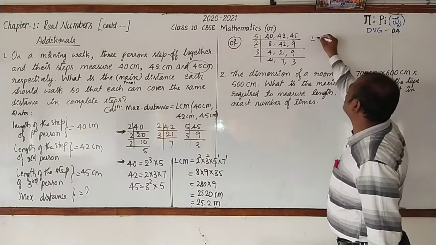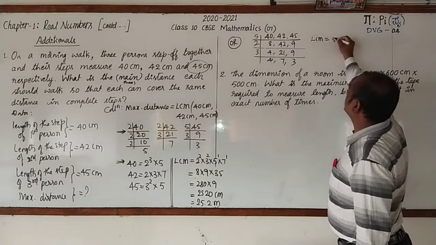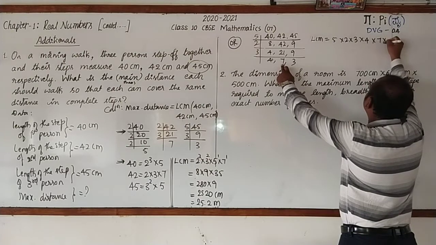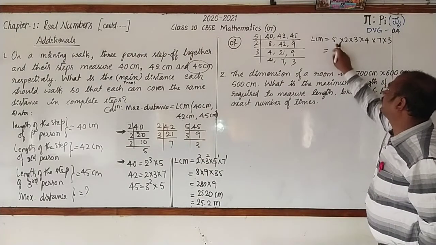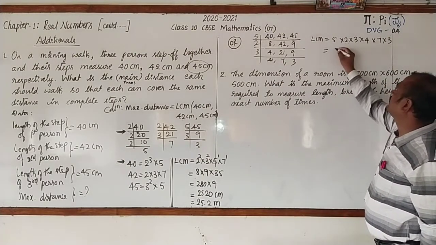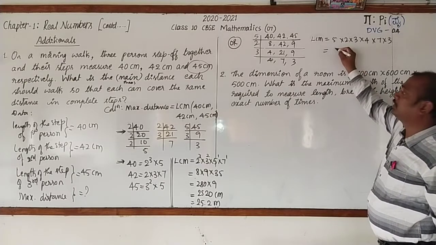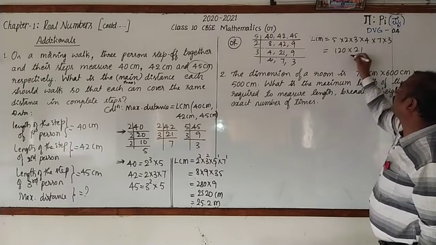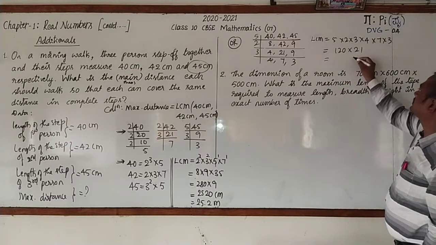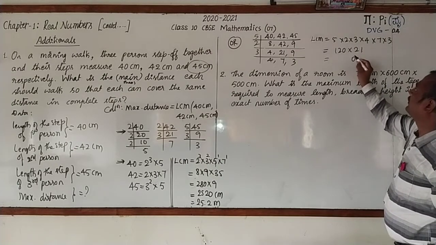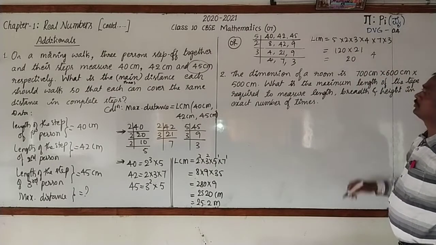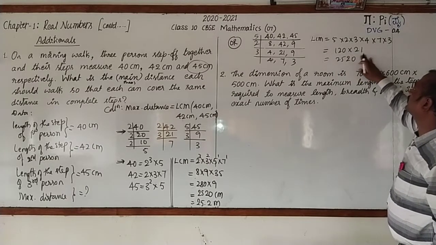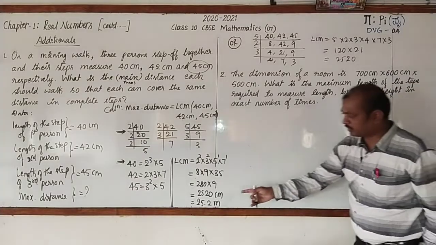Now see that LCM is equal to 5 into 2 into 3 into 4 into 7 into 3. Just go for multiplying. 5 2s are 10. 10 3s are 30. 30 4s are 120. It is 120 into 7 3s are 21. Now multiply: 0; 21 2s are 42; 4; 21 ones are 21 plus 4 is 25. 2520. See that? We have got the same.